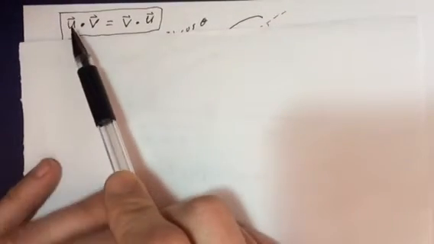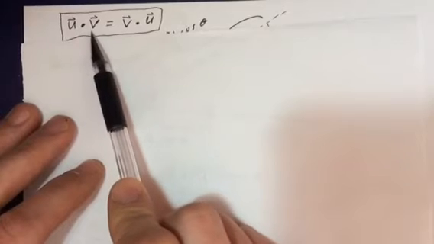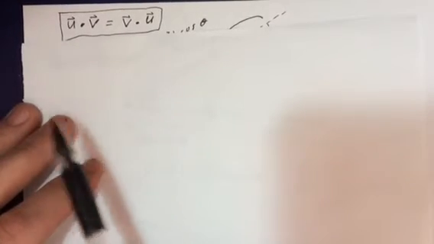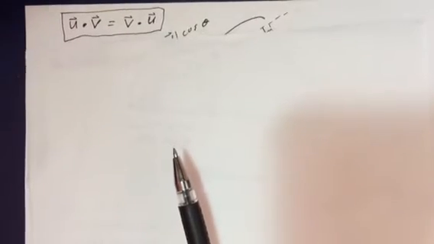And some properties of the dot product. We have one that is really nice, and you'd hope this was true. It's not going to be true for the next product that we talk about, but u dot v equals v dot u. So this is a way of looking at it here.